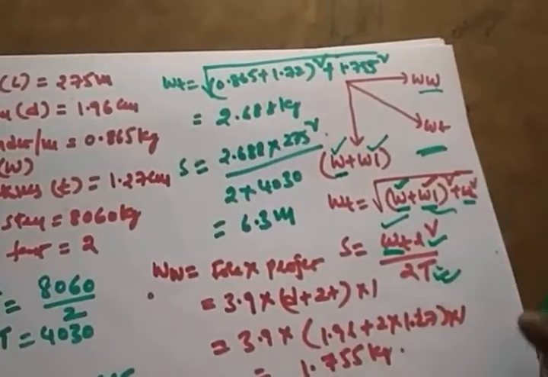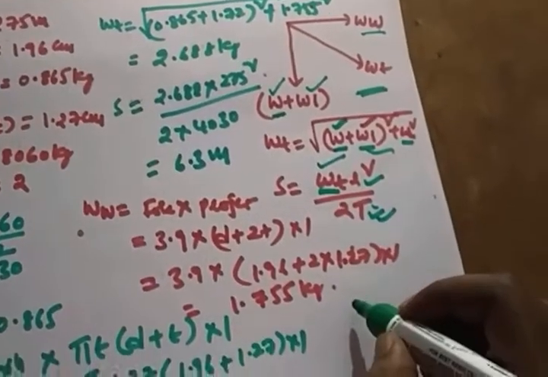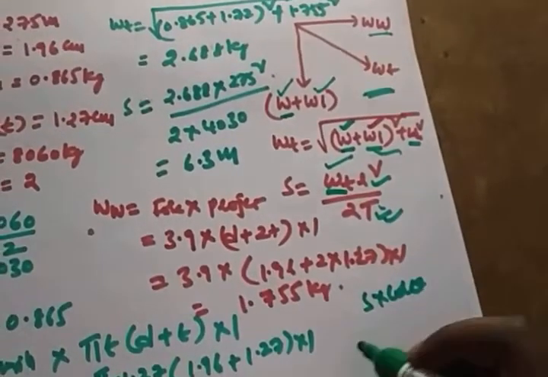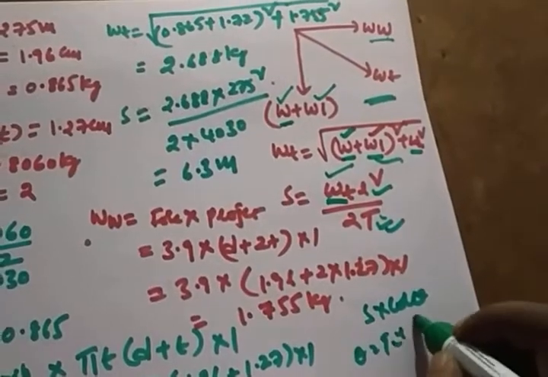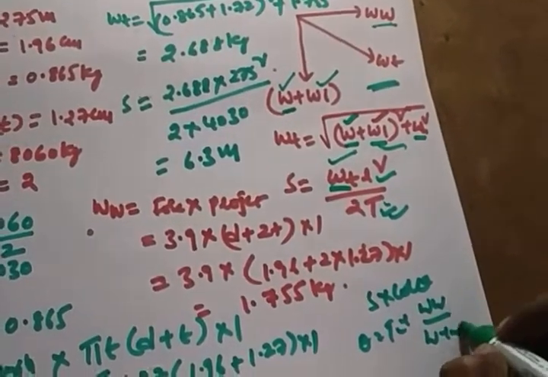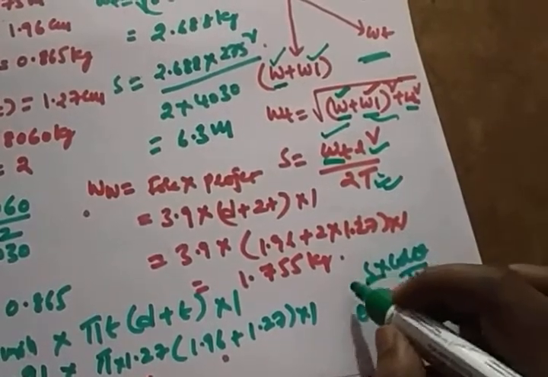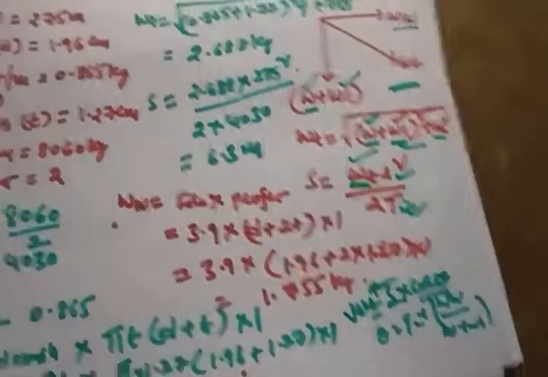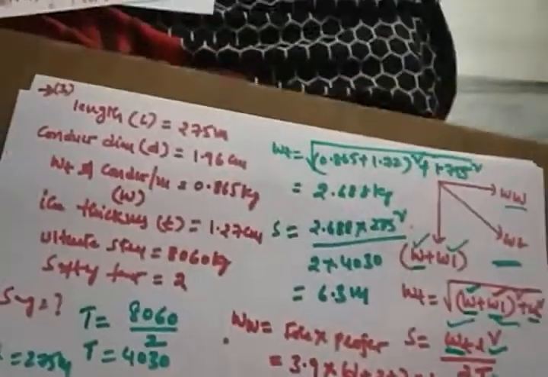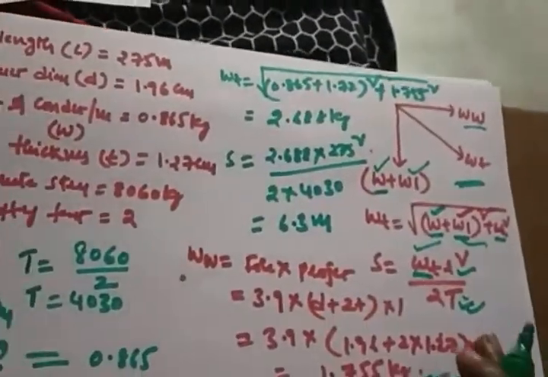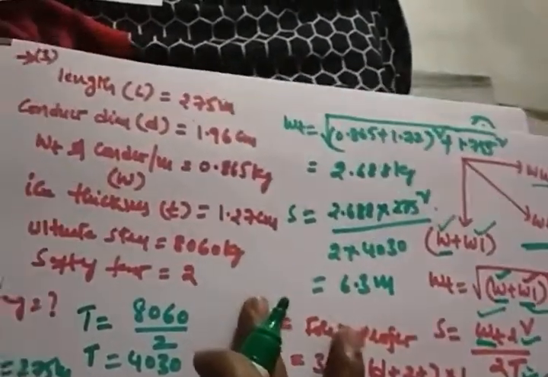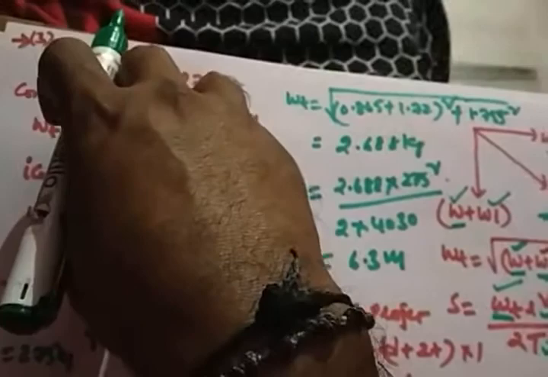If they ask for slant sag, we have the vertical sag S into cos theta. What is the theta value? Tan inverse of WW by (W plus Wi). Find out the theta value, you know the S value, substitute cos theta and you will get the vertical sag. These types of questions are very, very important. The problem is very lengthy, that's why I didn't write the problem over here. I just wrote down what they have given and solved the problem.